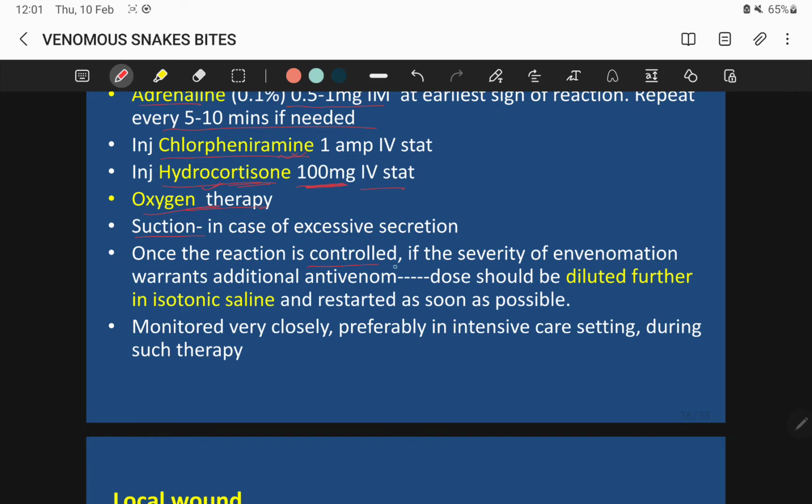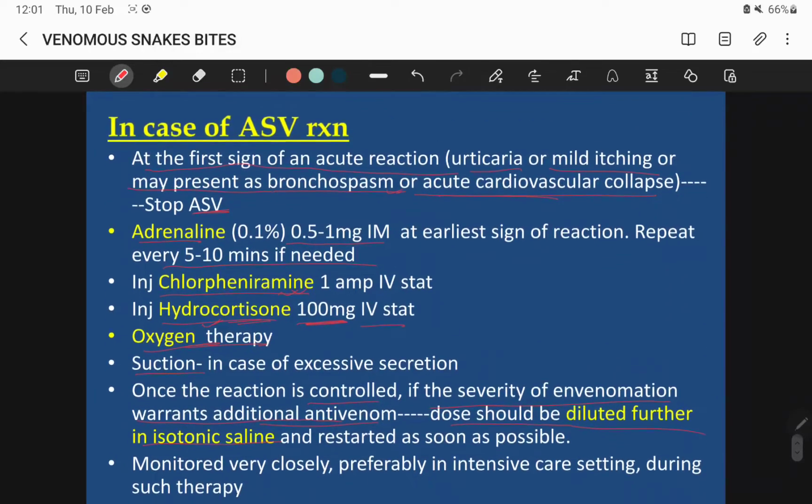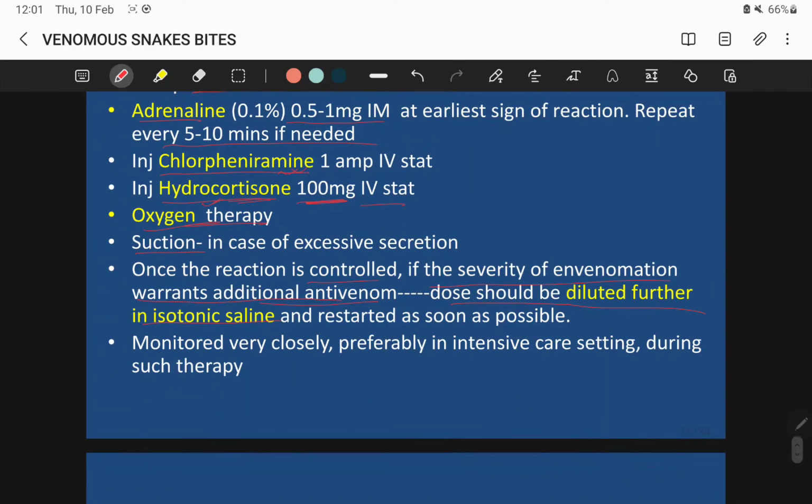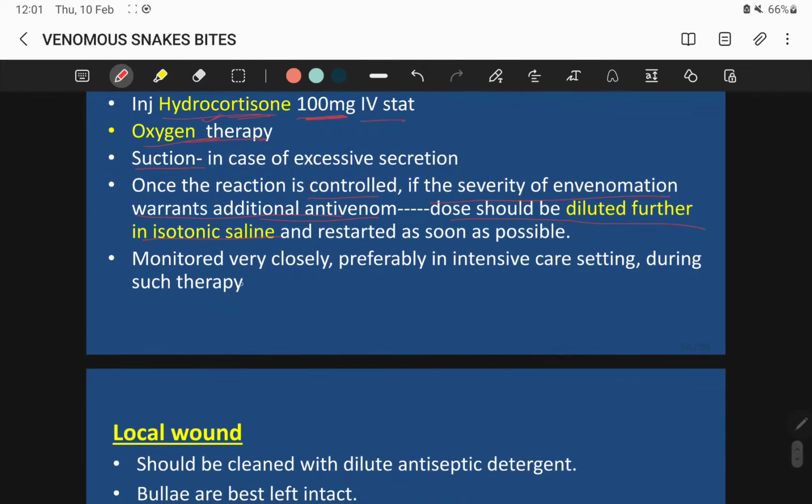Once the reaction is controlled, if the severity of the envenomation warrants additional antivenom, it should be diluted further in isotonic saline. It has to be very dilute. This reaction happens because of rapid administration of ASV, anti-snake venom. So we have to dilute the anti-snake venom and restart as soon as possible. The patient should be monitored very closely during such therapy, preferably in the ICU.